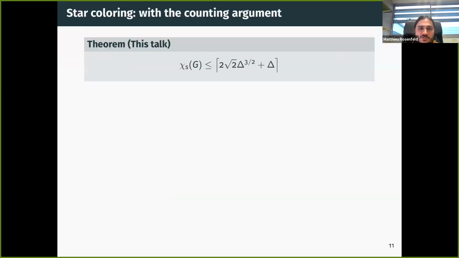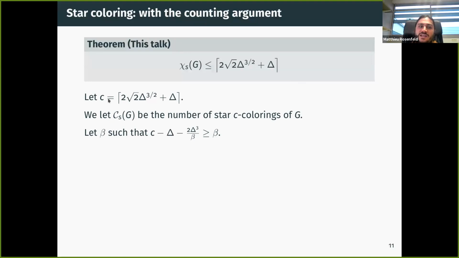Okay, so let me remind you what I want to prove is the following. The star chromatic number of any graph G is at most this quantity. And what I'm going to do is going to be quite similar to the previous proof. First, let's introduce the number of colors. The number of colors is what I want to prove. Then I'm going to introduce C_S of G to be the number of star colorings of G that use C colors.